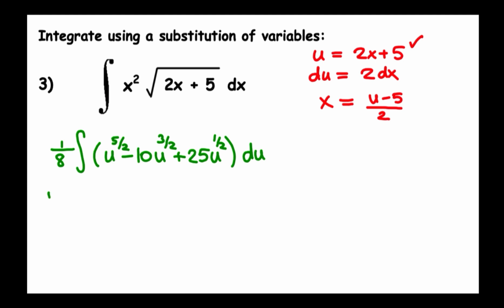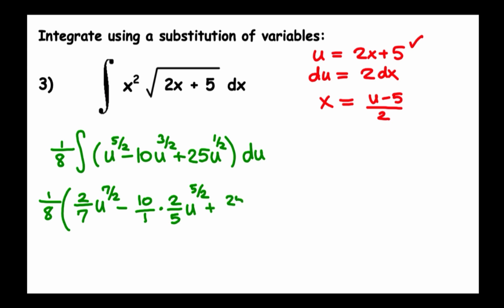Okay, let's integrate. 1/8 just being out front. Inside, I'm going to have 2/7 u to the 7/2. Hopefully this isn't too fast. If it's not, you can always pause me. Minus, we got 10 over 1. Integrating u to the 3/2 will be 2/5 u to the 5/2. Plus, here's the 25 over 1. And u to the 1/2 would become 2/3 u to the 3/2. Plus c.